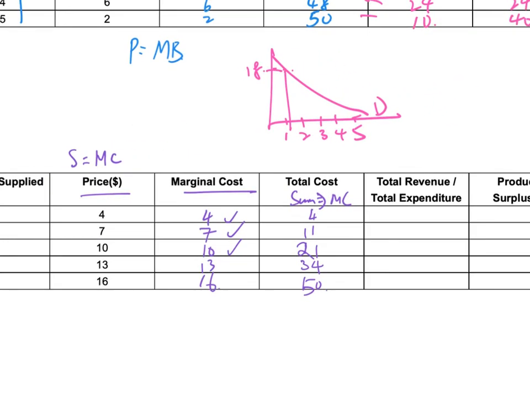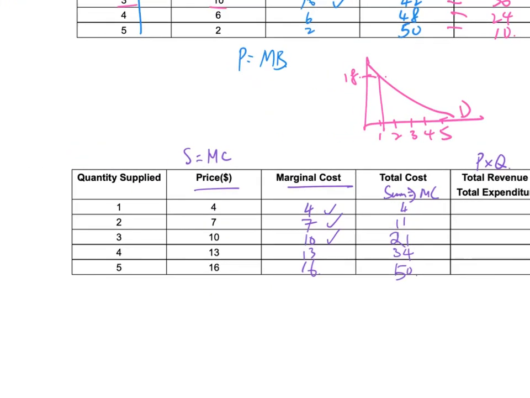That is the total cost. Total revenue is P times Q, so we multiply the price and the quantity. That is 4, 7 times 2 is 14, 10 times 3 is 30, 13 times 4 is 52, and so on. Oh, sorry, it's not 80.